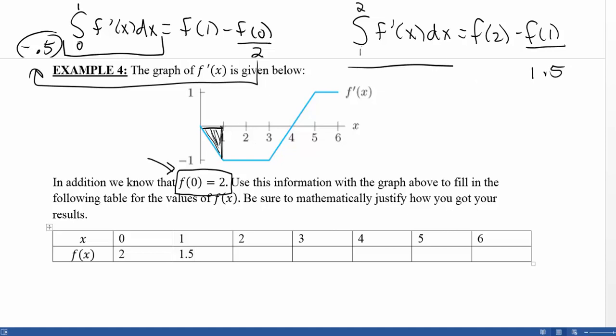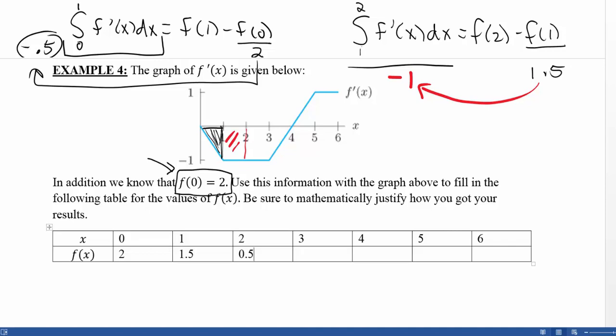So from 1 to 2, we're looking at the area between the curve and the x-axis. And that's a nice little rectangle. So we're going to do base times height. My base is 1 unit long, and my height is -1. So 1 times -1 is -1. So to solve for f of 2, I'm going to need to add 1.5 over to the left to get that f of 2 alone. And if I add 1.5 to -1, I'm going to get 0.5 as my value at 2.